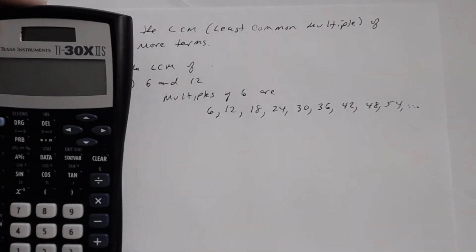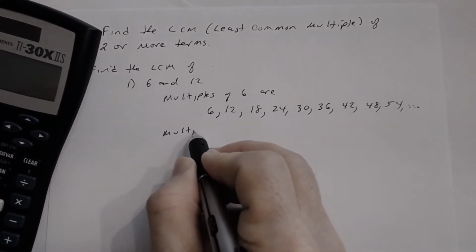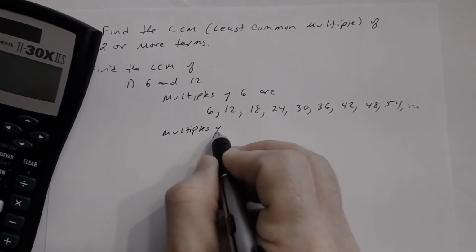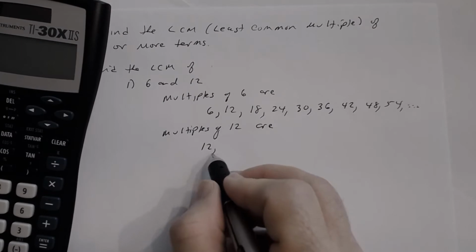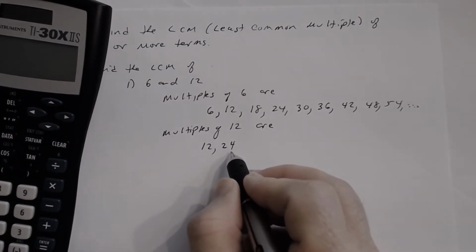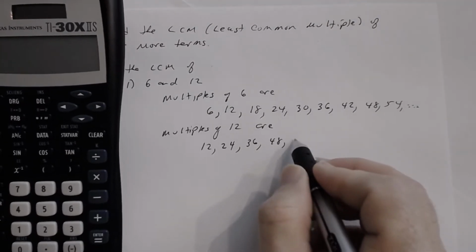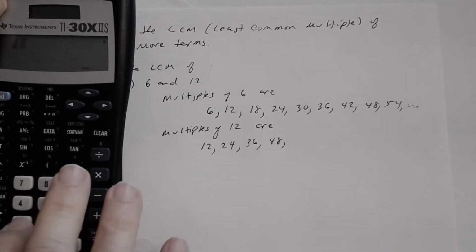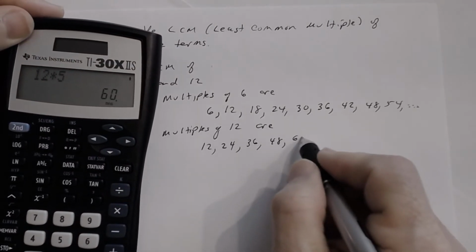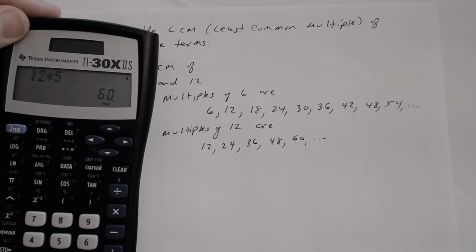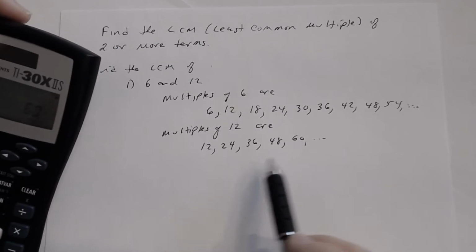Then let's look at the multiples of 12. 12 times 1 is 12. 12 times 2 is 24. 12 times 3 is 36. 12 times 4 is 48. 12 times 5 is 60, and so on. Do you agree? How many multiples of 12 are there? There's an infinite number of them.